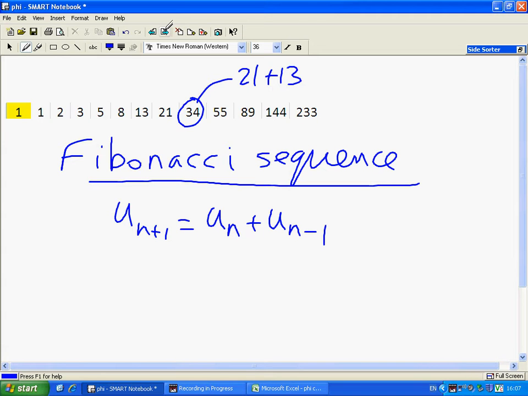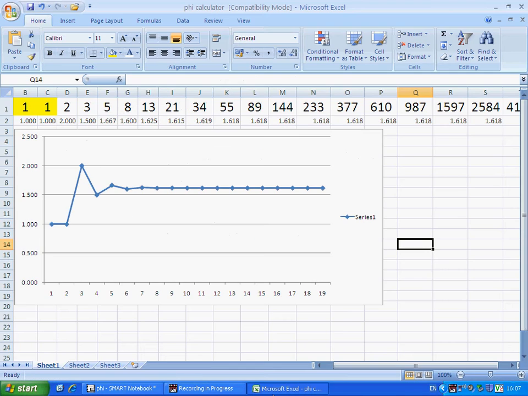What's this got to do with phi? Well, when we put these numbers in a spreadsheet and calculate the ratio between each term of the sequence, we find at the beginning 1, because 1 divided by 1 is 1, and then 2, because 2 divided by 1 is 2, and then 1.5, because 3 divided by 2 is 1.5, and so on. And when we graph those numbers, we see, as if by magic, this number phi appears.